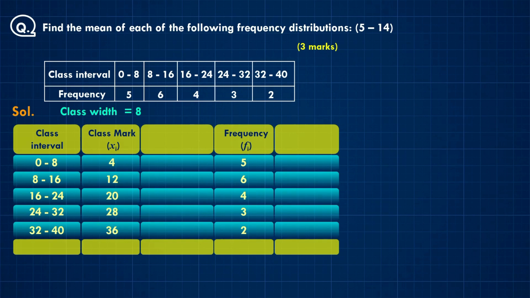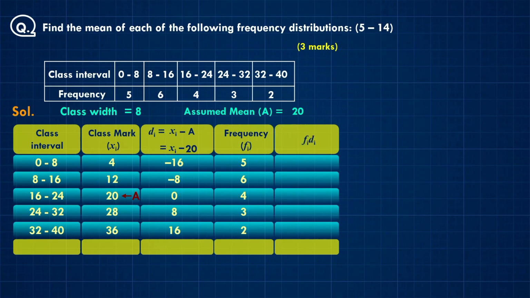Okay. Now let's calculate di. The di, we know, is xi minus a, where a is the assumed mean. So we have to consider the middle value of the xi. Okay, so here we choose 20. So 4 minus 20, 16 minus 20, 12 minus 20. So in this way keep on filling.